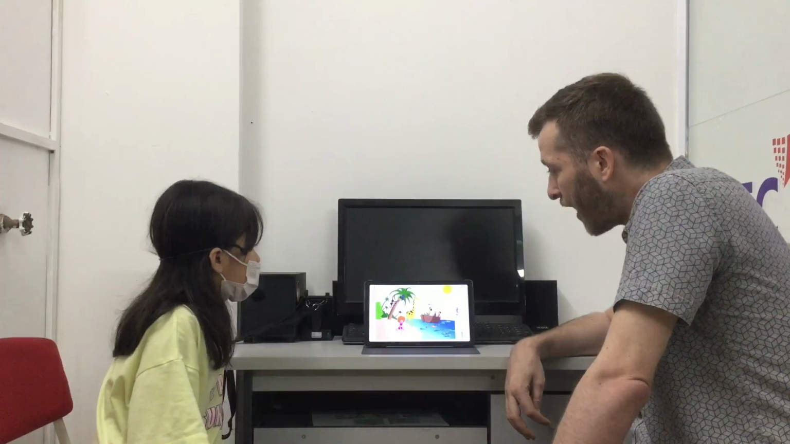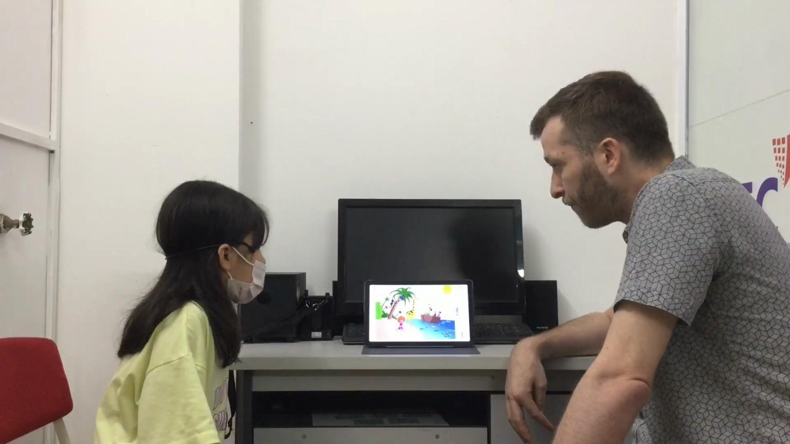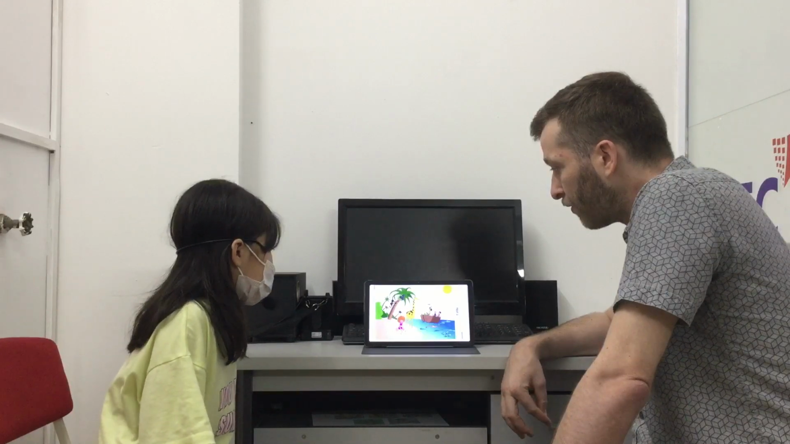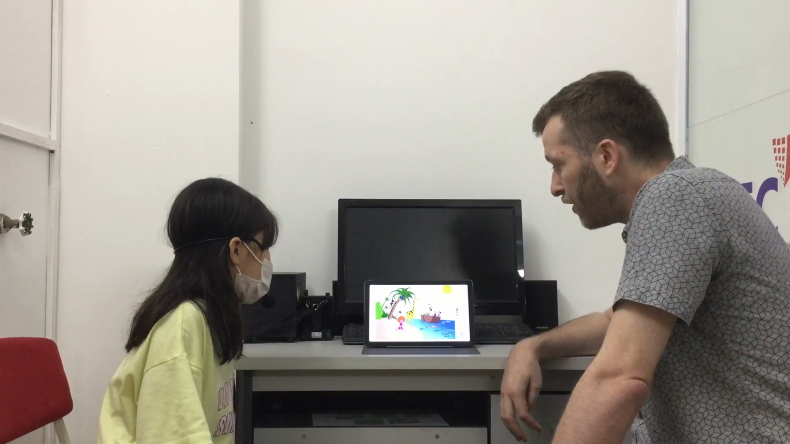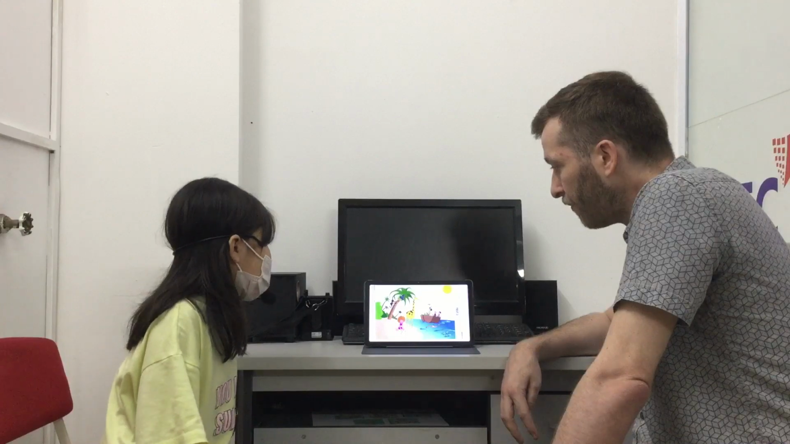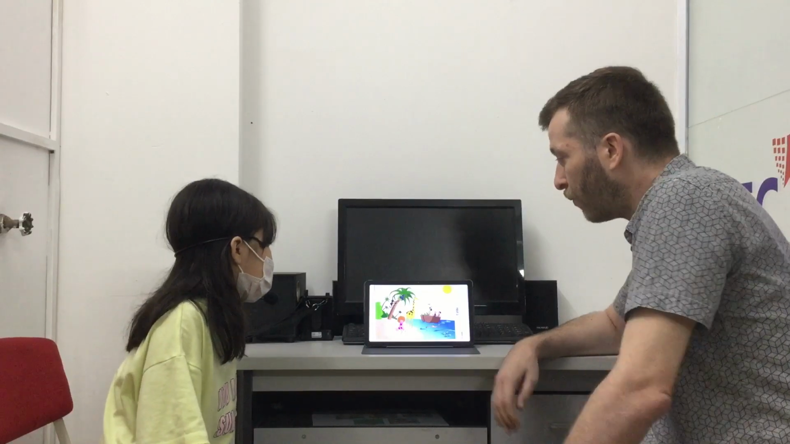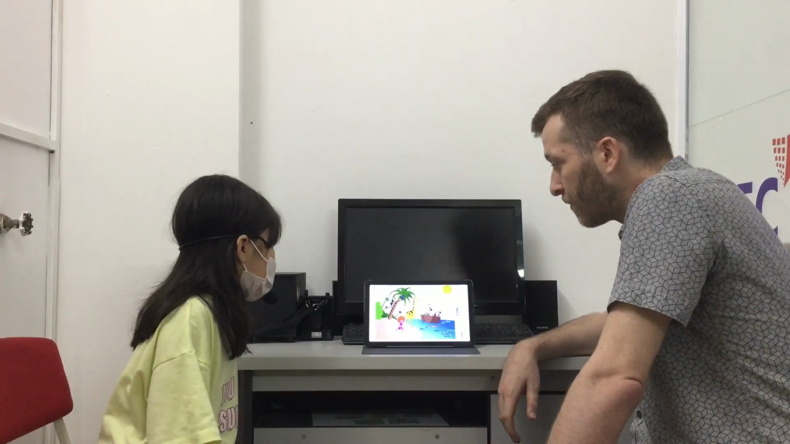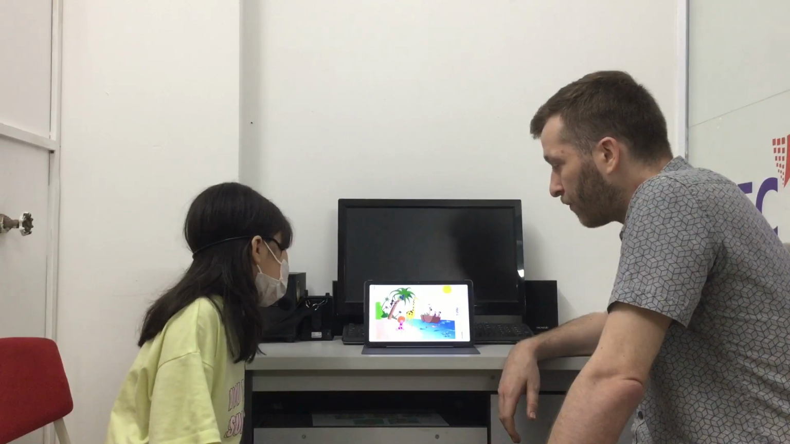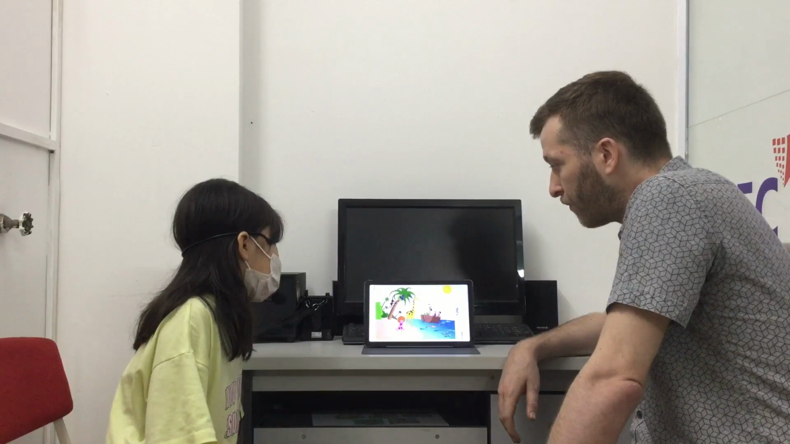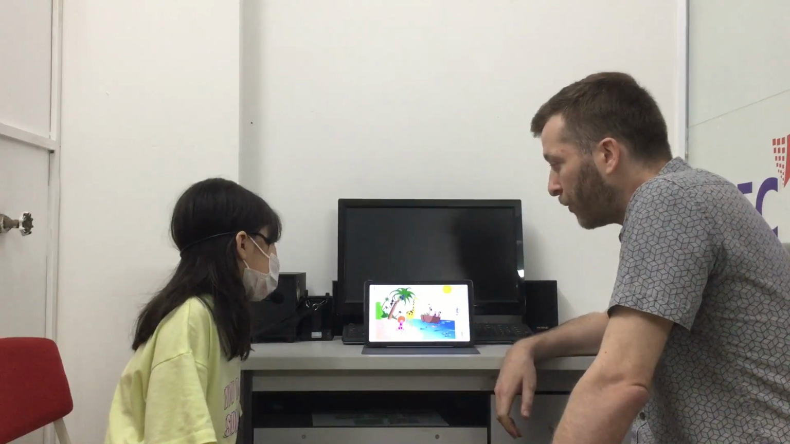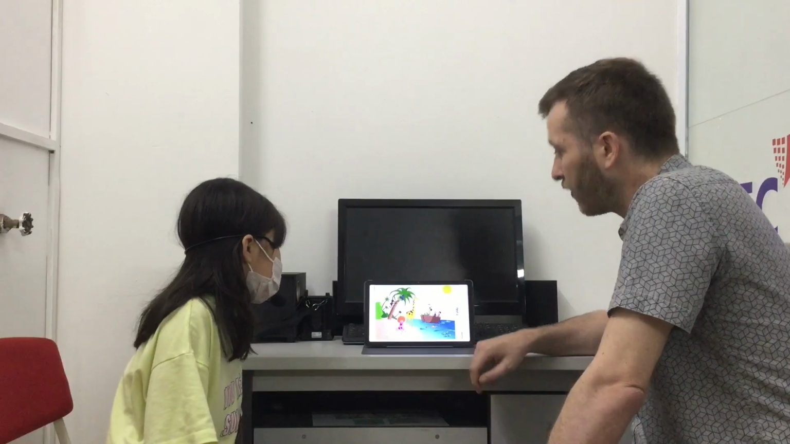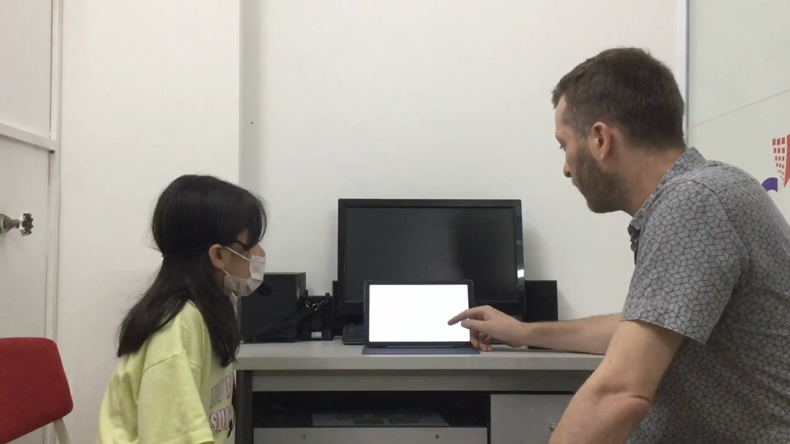Okay, now let's look at the animals. What animals can you see? I see a monkey and the giraffe. What's the monkey doing? The monkey is climbing. Why is he climbing? He's climbing a tree. Now, why does he climb the tree? What does he want? Want a fruit. Fruit, very good.